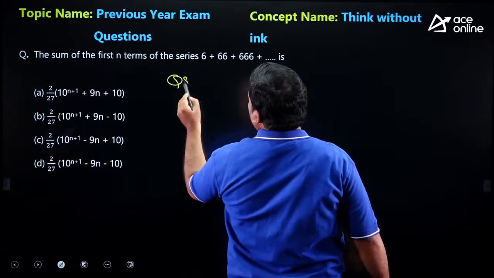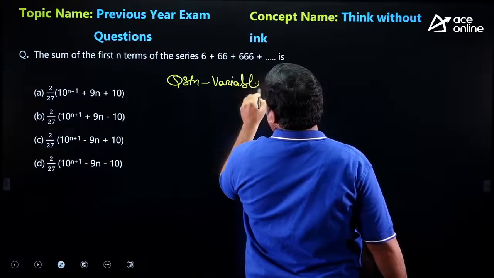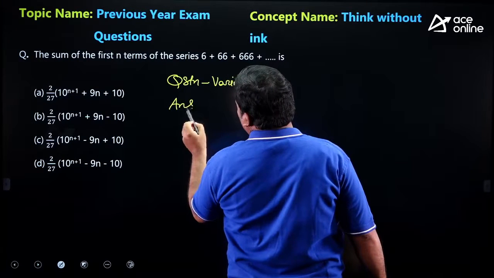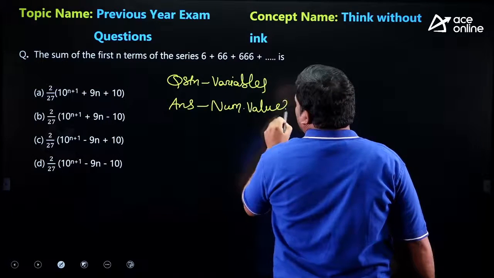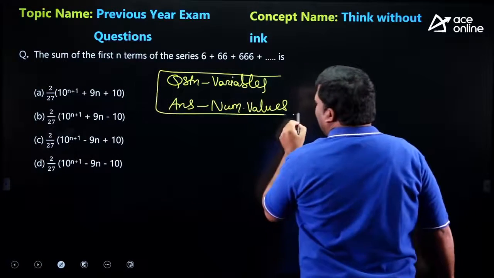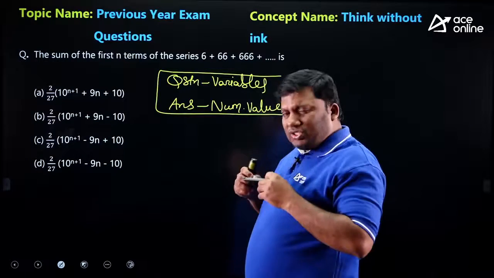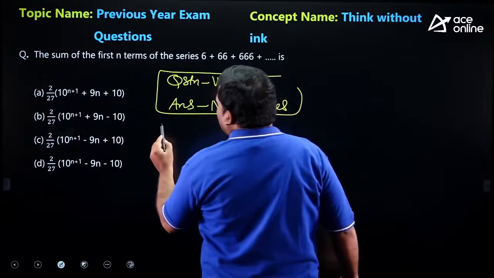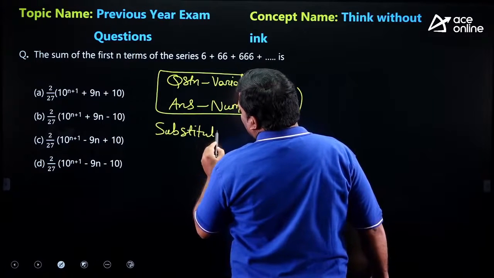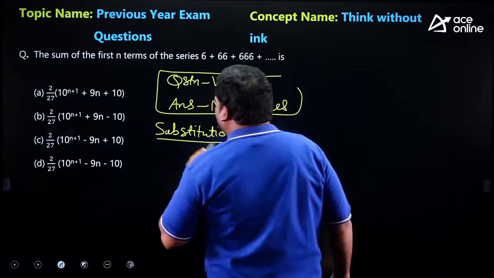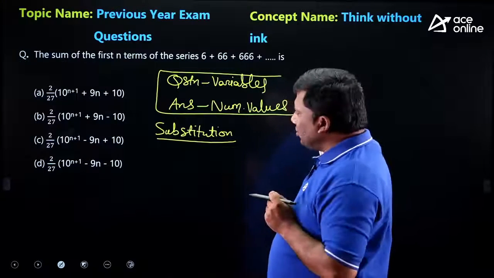Question has variables, answer has numerical values. Sir, how to solve the questions which are based on this model? The best way to solve the problem is the substitution method. Substitution method is the method used when the question has variables and the answer has numerical values.